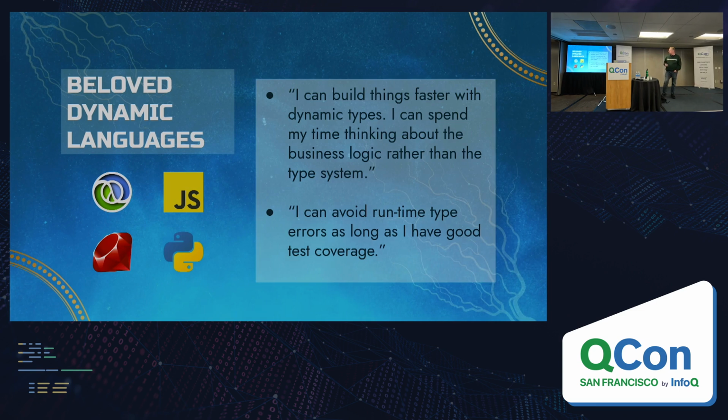A lot of times when I try to talk to people about opting into static typing in some of these dynamic languages, I hear responses like this: I can build things faster with dynamic types, and I can spend my time thinking about my business logic rather than having to battle with this complicated type system. Or another thing I hear is, I can avoid those runtime type errors that you're talking about as long as I have good test coverage that exercises all the code. And I used to believe these two things, and they're still definitely very reasonable opinions to have, but I've kind of drifted away from these.